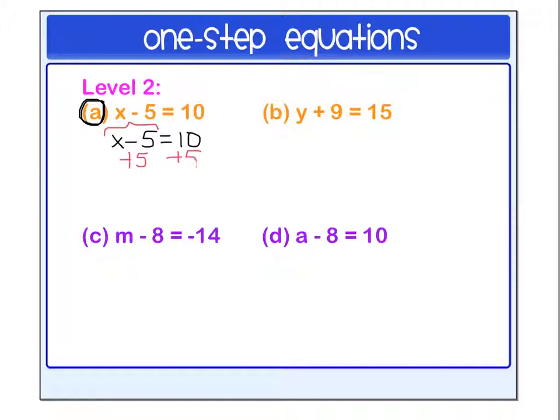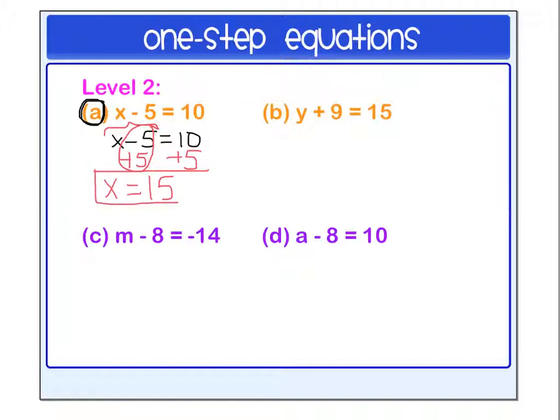Remember, in order to keep an equation balanced, we have to do the same thing to both sides. You'll notice that the minus 5 and the plus 5 are opposites. I put an O around them for opposites, and it also could serve as a 0 because it gives us 0. Then I bring down what I have left. I get x equals, and 10 plus 5 gives me 15.